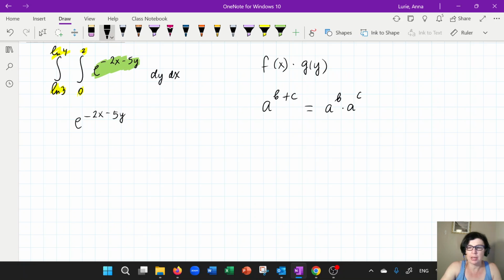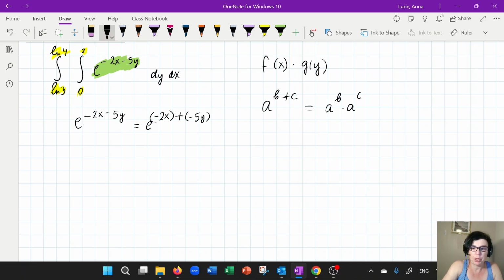In the simplest case, when it's just integers, you can think of it as multiplying a by itself b plus c times. Well, that's the same thing as multiplying a b times and then an extra c times. That's where this rule comes from. And so this is what we're going to be doing. We're going to be splitting this thing into two. So this would be like negative 2x plus negative 5y.